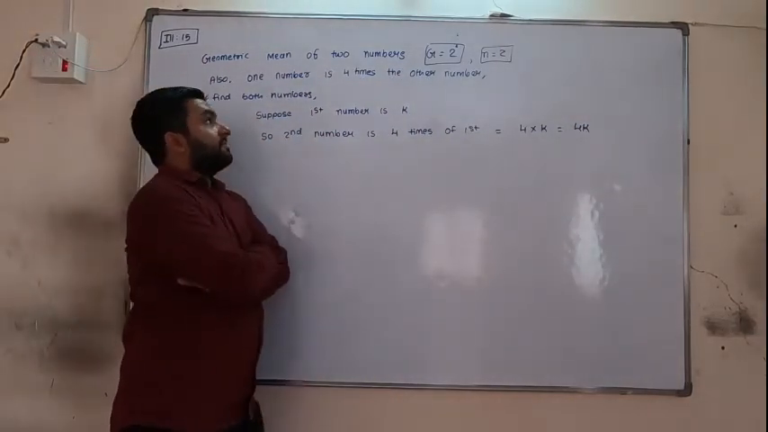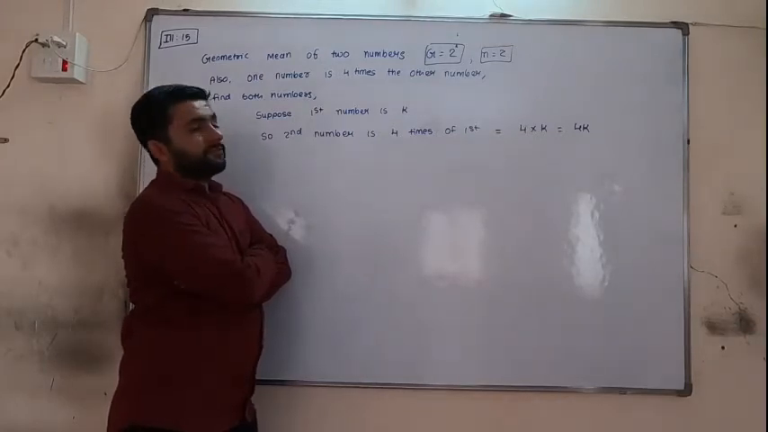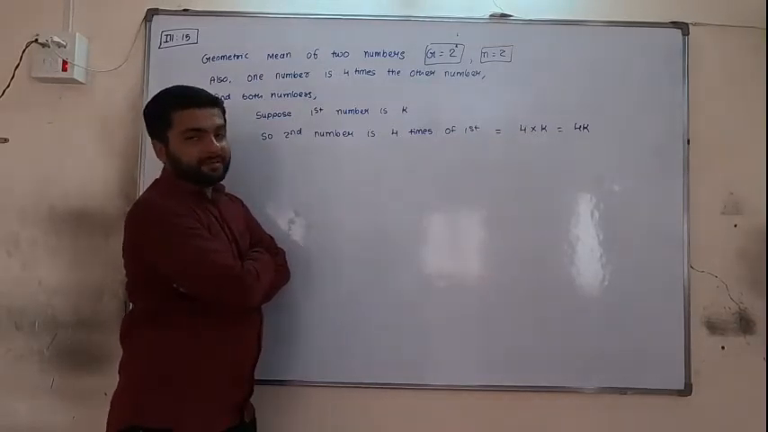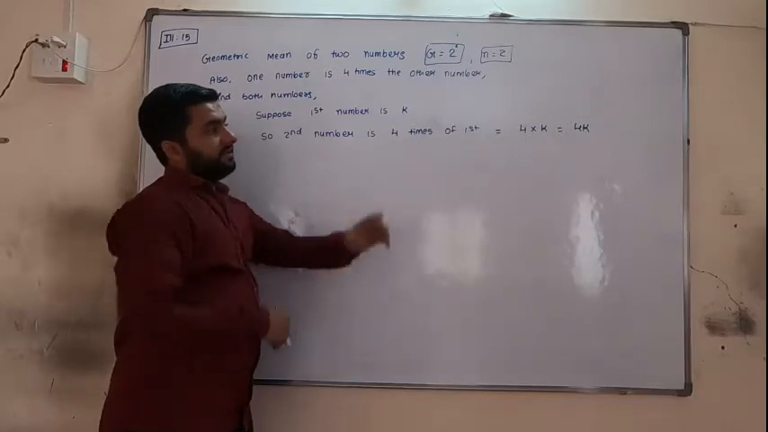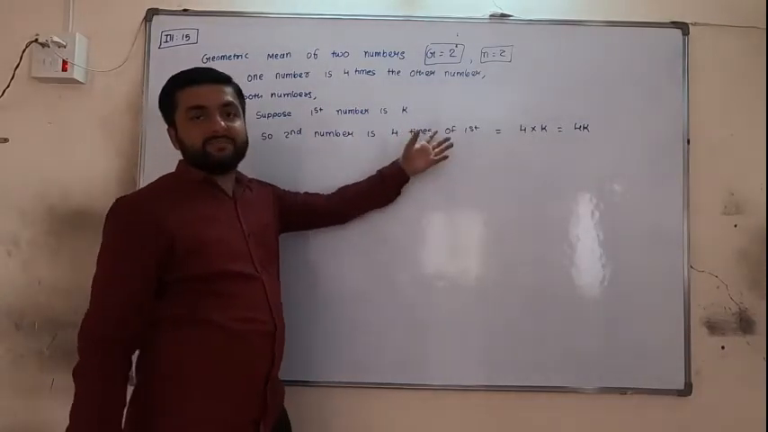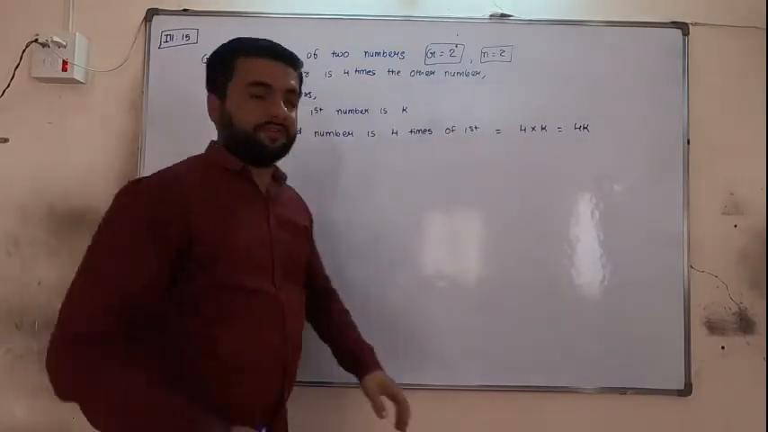Why am I writing like this? Because they are telling one number is 4 times the other number. Times means multiplication. If it is excess, then plus. If it is less, then minus. But 4 times. So if one number is k, the next number is 4 times, so 4 into k, 4k.